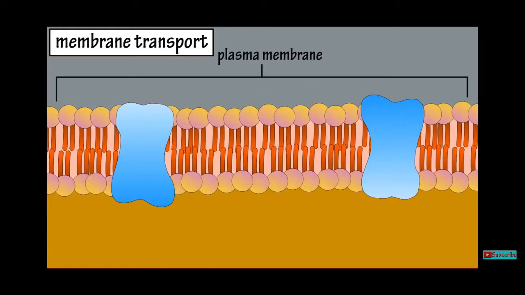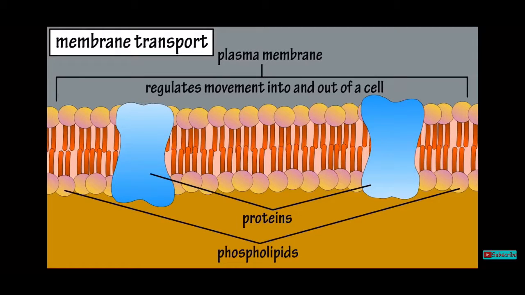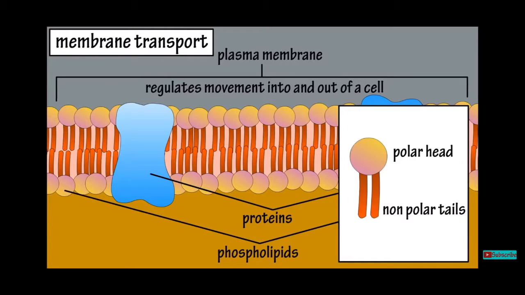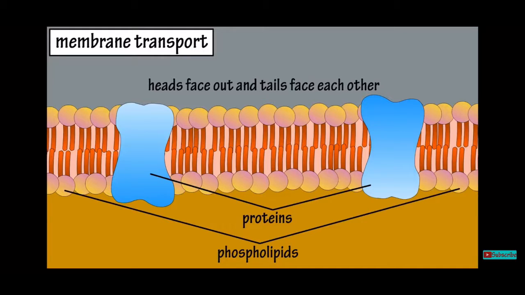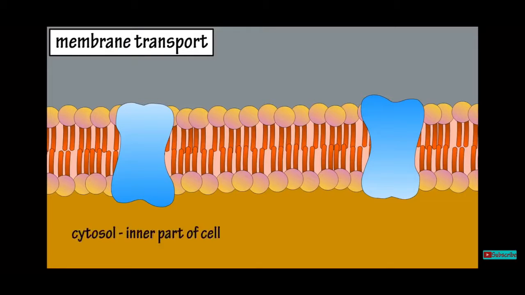Well, cells have a plasma membrane that acts like a fence, and this plasma membrane is what regulates what moves into and out of a cell. The membrane is comprised mainly of phospholipid molecules and has protein molecules scattered throughout its structure. The phospholipid molecules have a polar hydrophilic water-loving head and two nonpolar hydrophobic water-fearing tails. The membrane is formed as the heads face out and the tails face in, forming a bilayer, as you can see here. The inner part of the cell, called the cytosol, is here, and the outside of the cell is surrounded by a fluid called interstitial fluid.